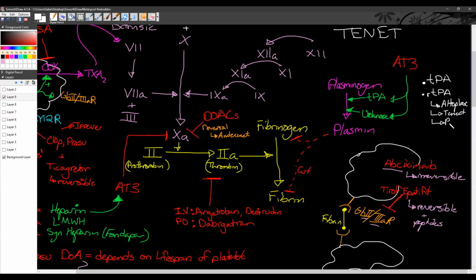your reteplase, I think. I can't remember. But you also have your non-fibrin specific agents, which would be your urokinase and your streptokinase.